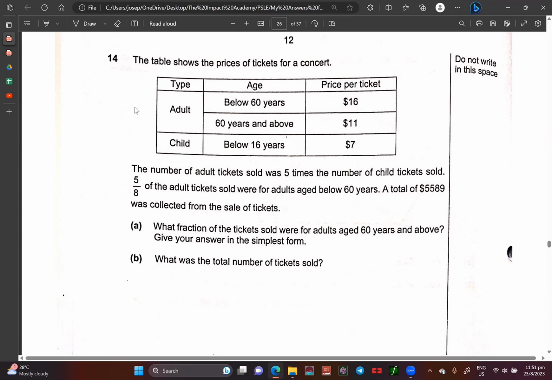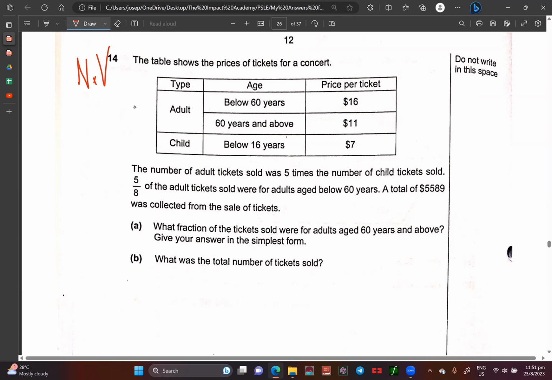Now for question number 14, it shows that there are some adult and child tickets, and we know the price, we know the age. So when I see something like this, NXV comes to my mind first. Now we know that for adults below 60 years old, you have to pay $16, and if you're 60 years old and above, there is greater subsidy, so therefore it is $11. And for child, it is below 16 years old. Whoever is below 16 years old is considered a child, and you are just going to pay $7. So I think this applies to everyone who is watching my video right now.